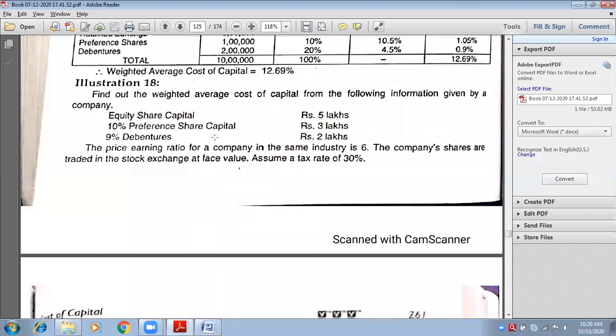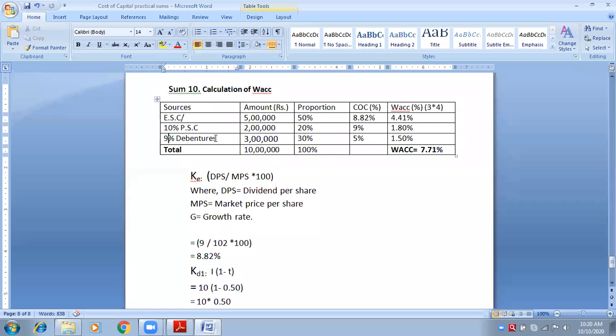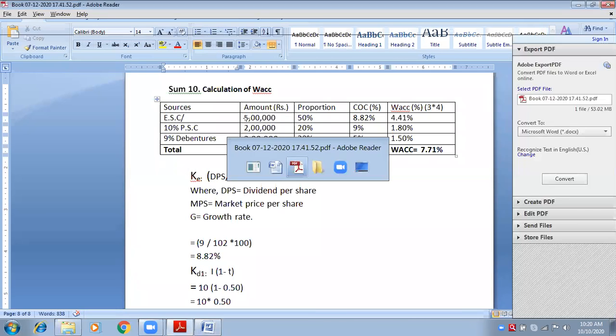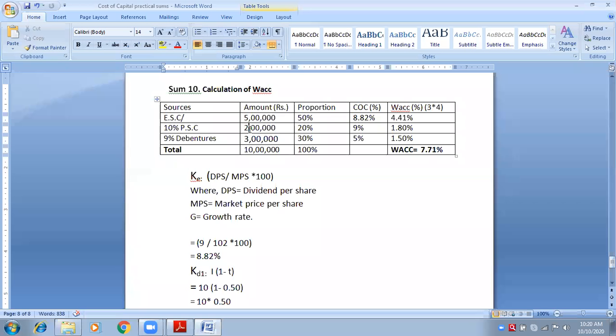Okay. Equity has 5 lakhs, preference has 3 lakhs, debenture has 2 lakhs. So we have to write here 3 and the debentures 2. So what is the total capital employed? 10. Okay. So now tell me the proportion. 5 lakhs divided by 10 lakhs into 100. So what is the proportion? 50%. Very good. 3 lakhs divided by 10 lakhs into 100, 30%. And what is 2 by 10 into 100? 20%. Did you get this?